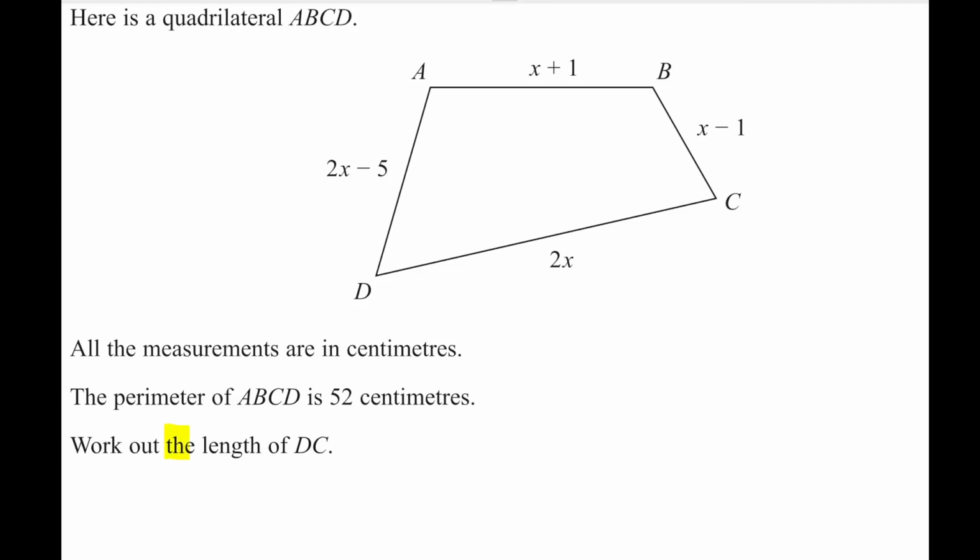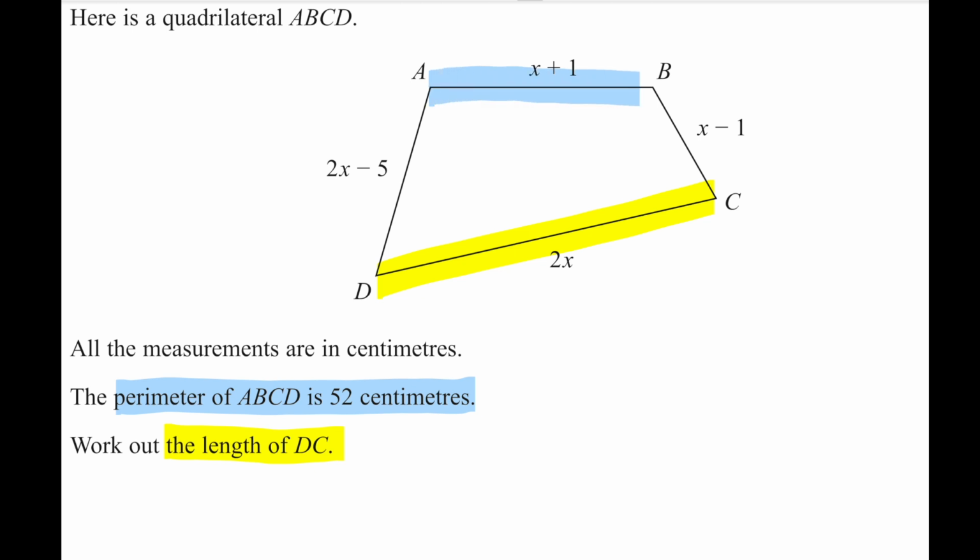This question asks us to work out the length of DC, which is the length of that there, which is 2x. We are told that the perimeter of the quadrilateral is 52 centimetres, and we know that the perimeter is the length of the outside of the shape. From that, we can then create an equation whereby the perimeter, so when we add up all of those expressions for each of those lengths, added together then gives us 52.